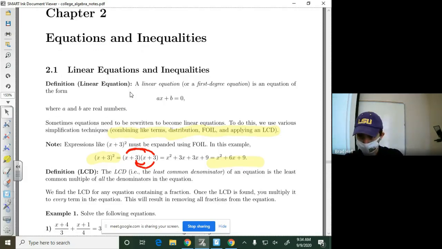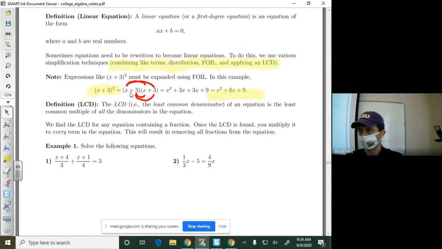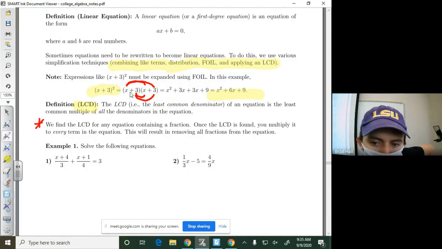But besides that, let's move on to the least common denominator itself. This is something that we will be using throughout the whole class, this whole semester. The least common denominator is the least common multiple of all the denominators involved. And I wrote an important note down here of what the LCD is trying to do, why we use it.